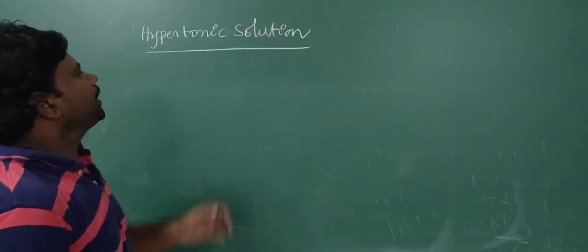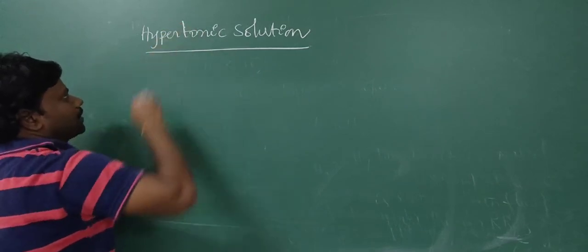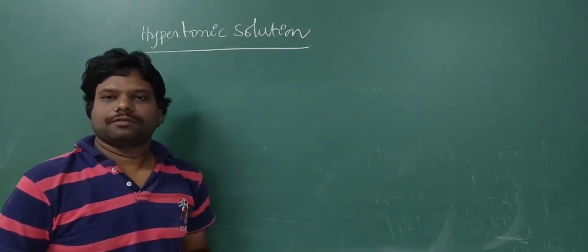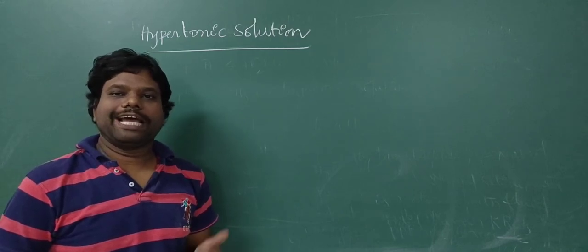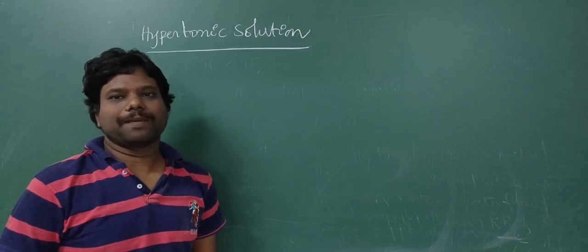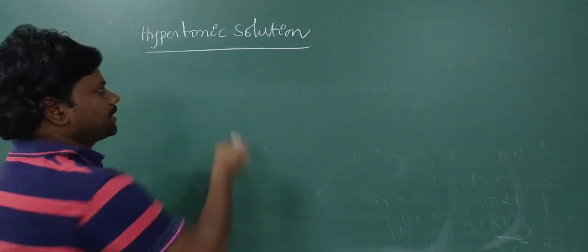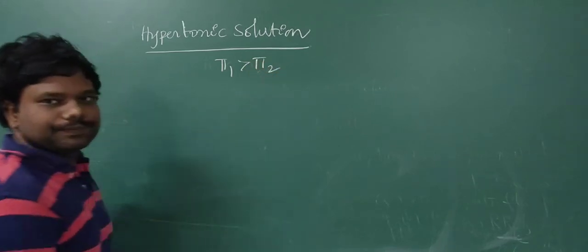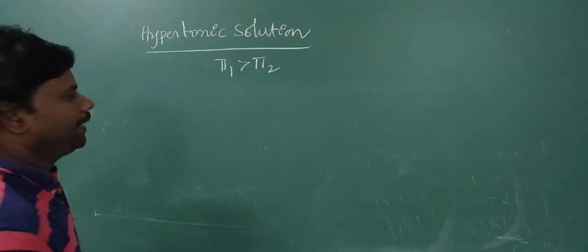Now hypertonic solutions. The solution having higher osmotic pressure and higher concentration than the other solution is called a hypertonic solution. That means pi 1 is greater than pi 2.